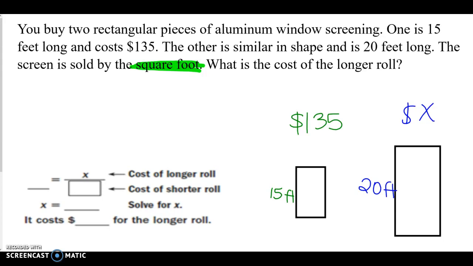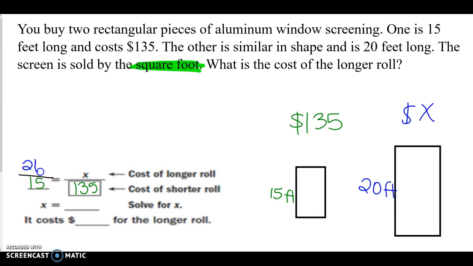Because this is the side length. It's not an area. So we have the cost of the longer roll over the cost of the shorter roll, which they tell us is $135. And if we put the side length ratio is the 15, remember our little rectangle has to match with our little rectangle on top and bottom.